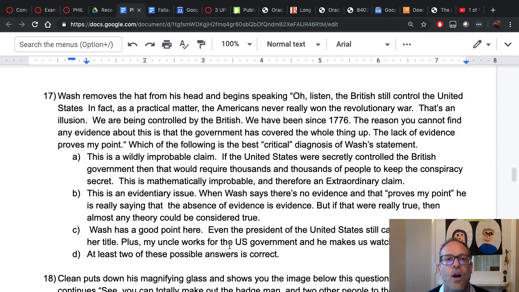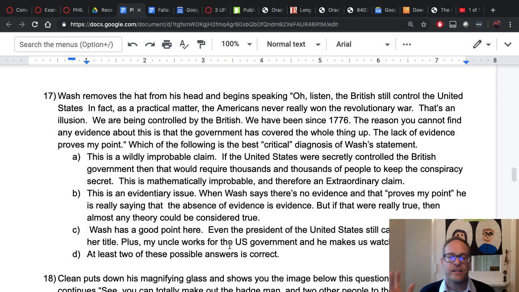Number 17. Wash removes the hat from his head and begins speaking. "Oh, listen, the British still control the United States. In fact, as a practical matter, the Americans never really won the Revolutionary War. That's an illusion. We're being controlled by the British. We have been since 1776. The reason you cannot find any evidence about this is that the government has covered the whole thing up. The lack of evidence proves my point." Which of the following is the best critical diagnosis of Wash's statement?